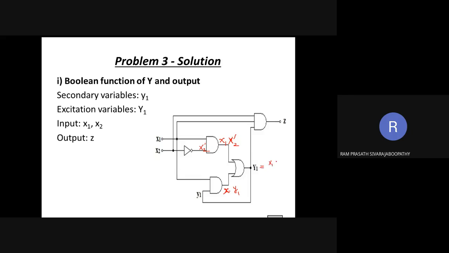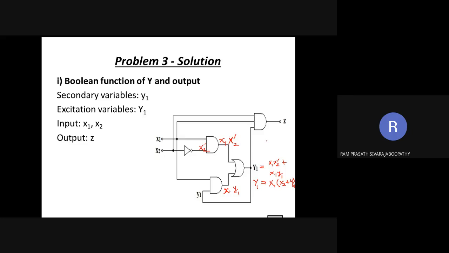X1 X2 bar plus X1 Y1. So here you can take X1 as common: X1 common, addition, X2 plus Y1. So this Y1 is small y1, which is the secondary variable input, where capital Y1 is the excitation input. Clear? Similarly, you have to find the output function for Z also.